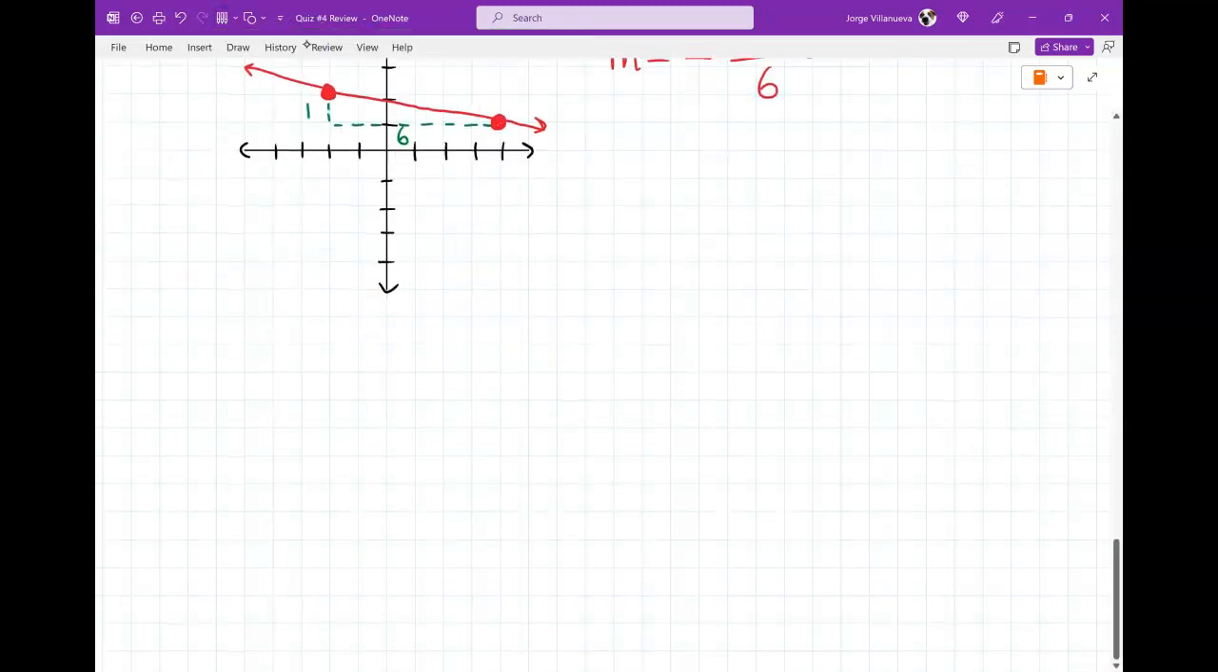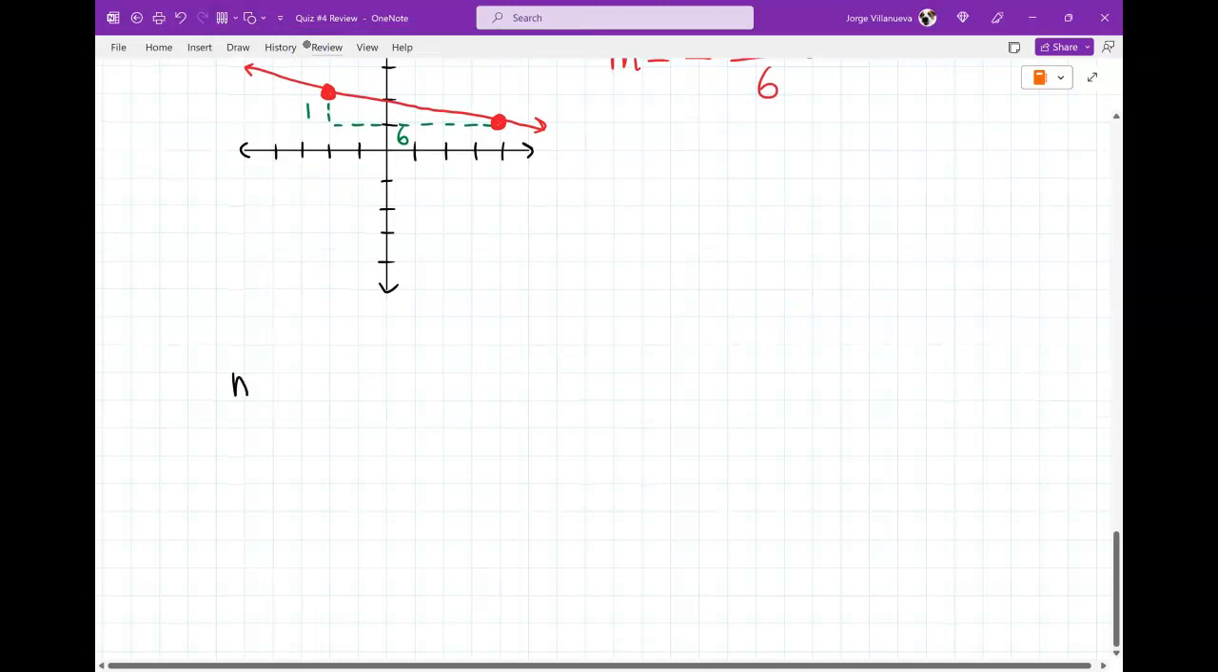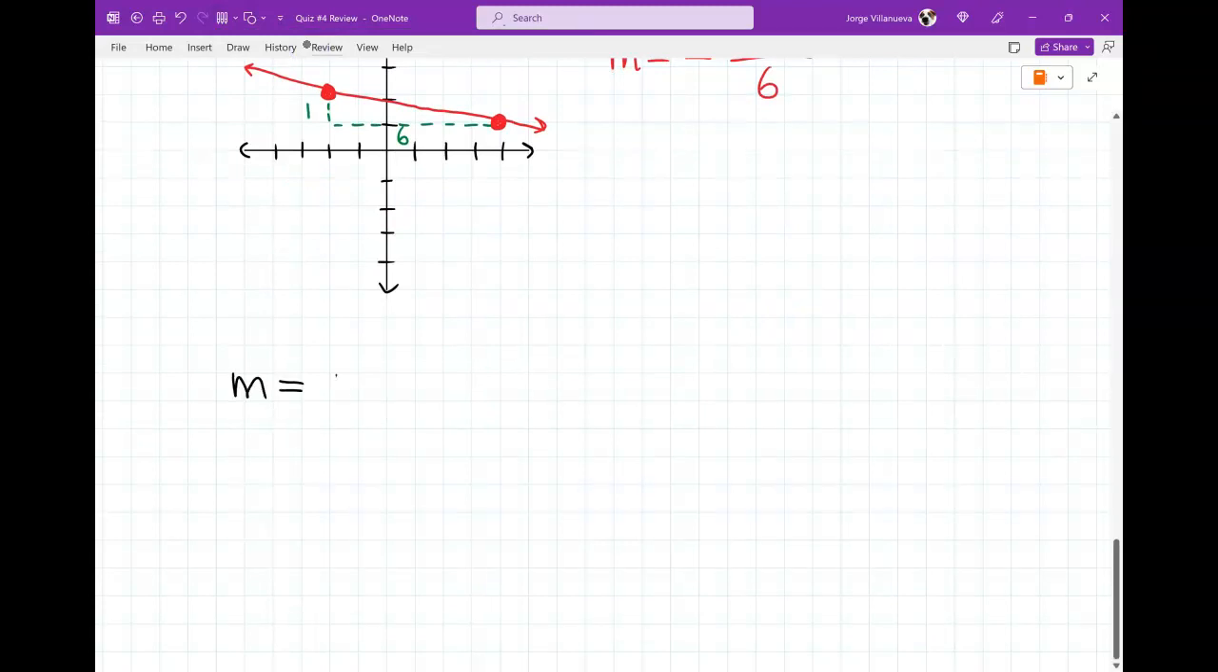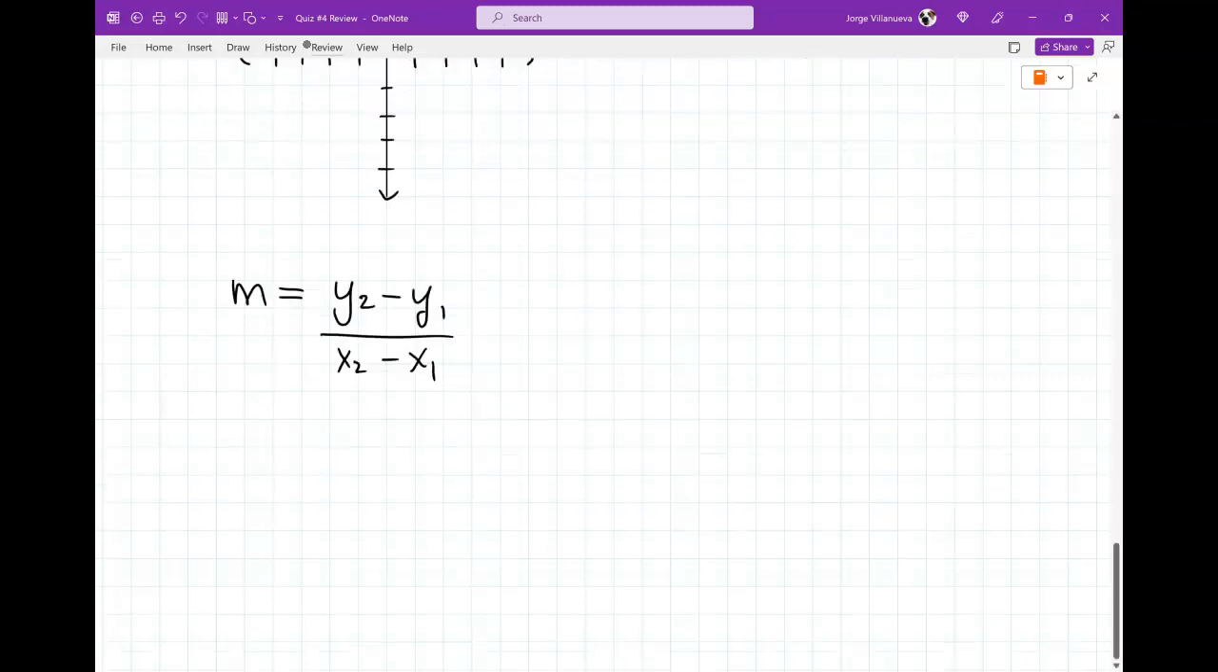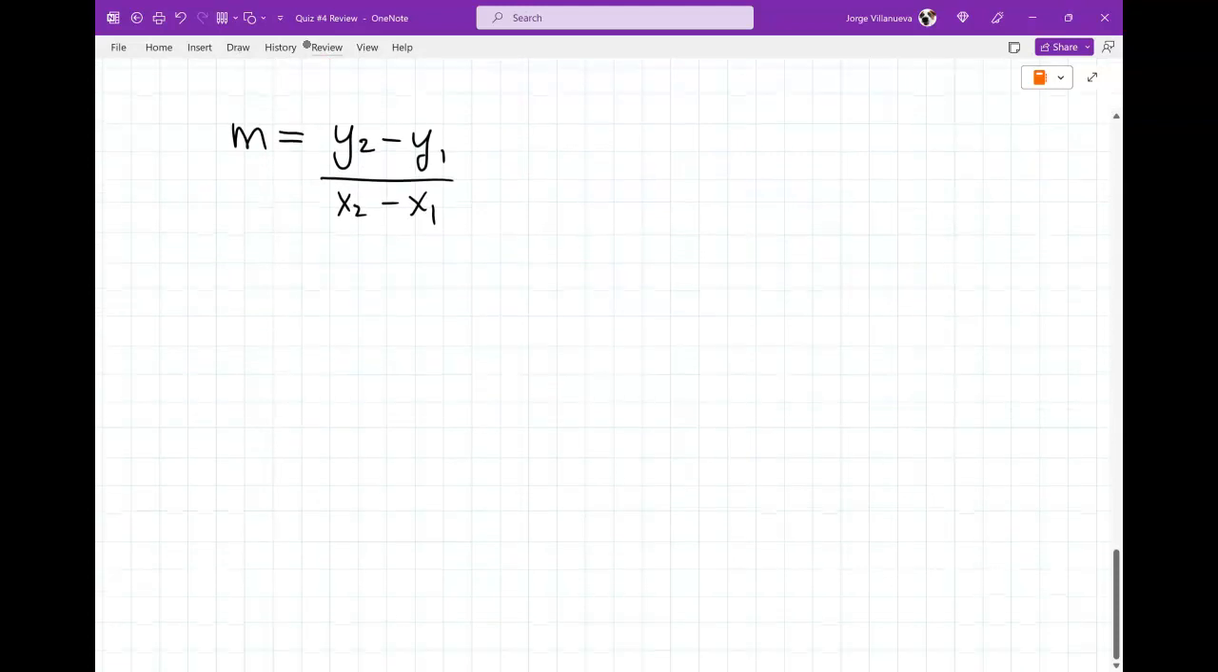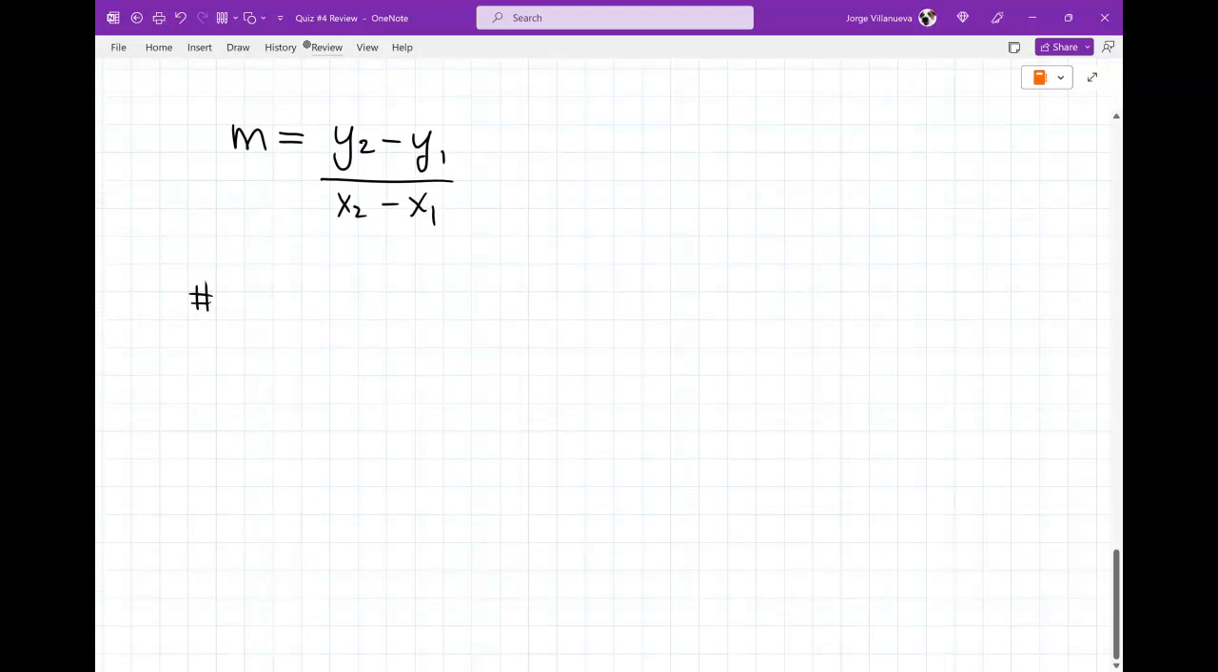Besides that type of question, they're going to want you to make sure you remember that slope is y2 minus y1 over x2 minus x1. Okay? They're going to want you to remember that for question number 4, where all they're going to do is give you 2 points. Let's say 5.